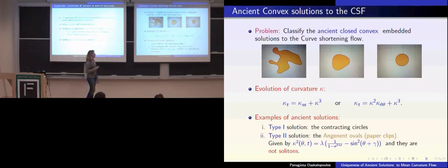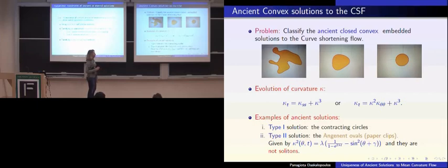And kappa satisfies a very nice evolution equation: kappa sub t is kappa sub ss plus kappa cubed. Now, this looks a little bit too innocent because this kappa sub ss, where s is the arc length, of course involves the curve itself and the metric.